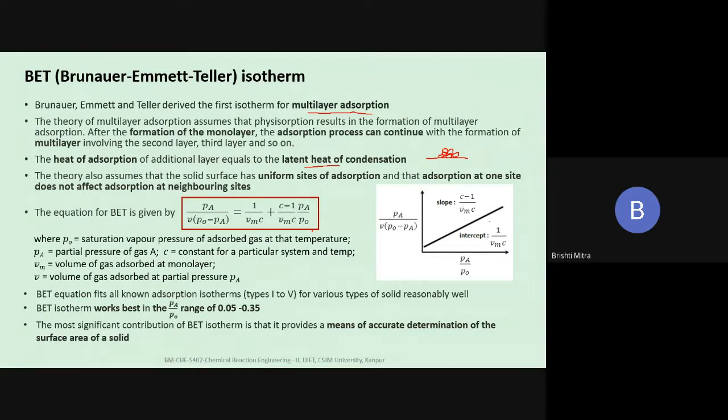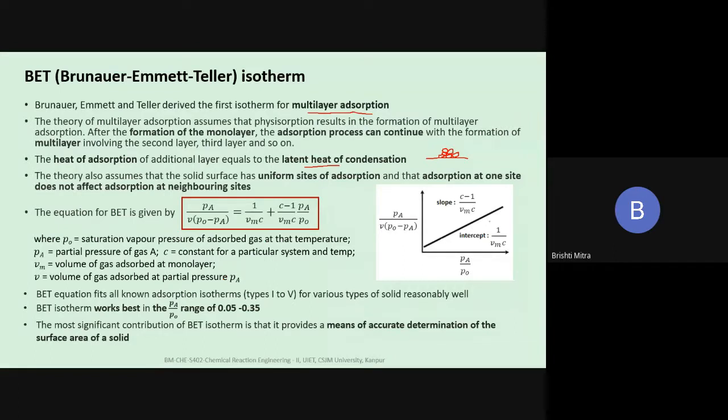C is a constant for a particular system and temperature. Vm is the volume of the gas adsorbed at monolayer. V is the volume of the gas adsorbed at any partial pressure PA. These are my experimental values that I'll get. We know the partial pressure and we can measure the volume of the gas which is adsorbed.